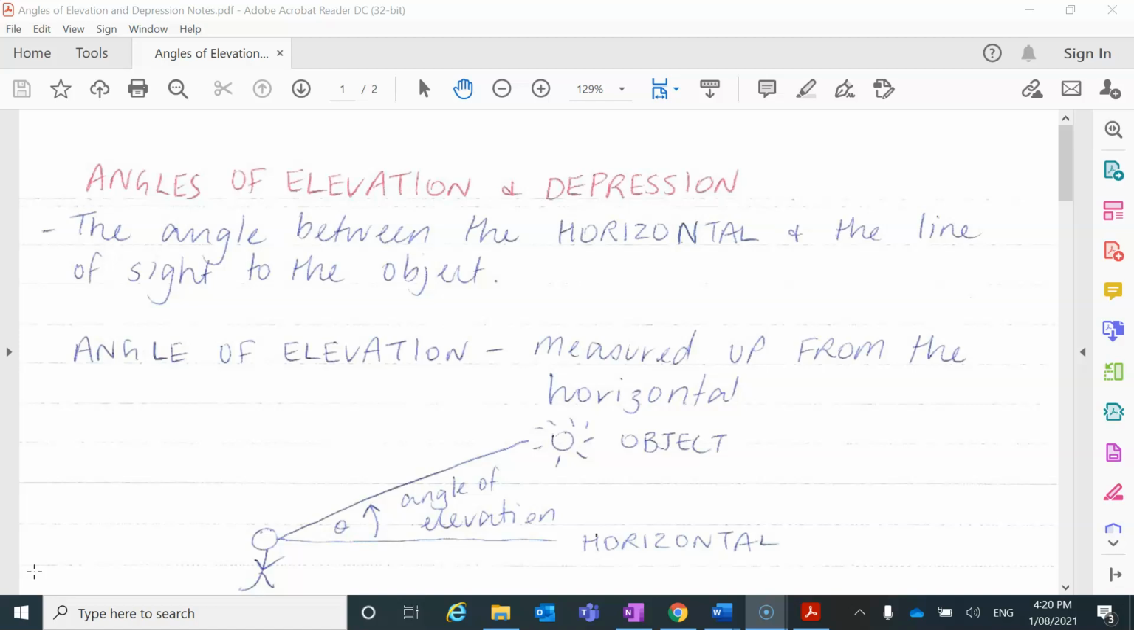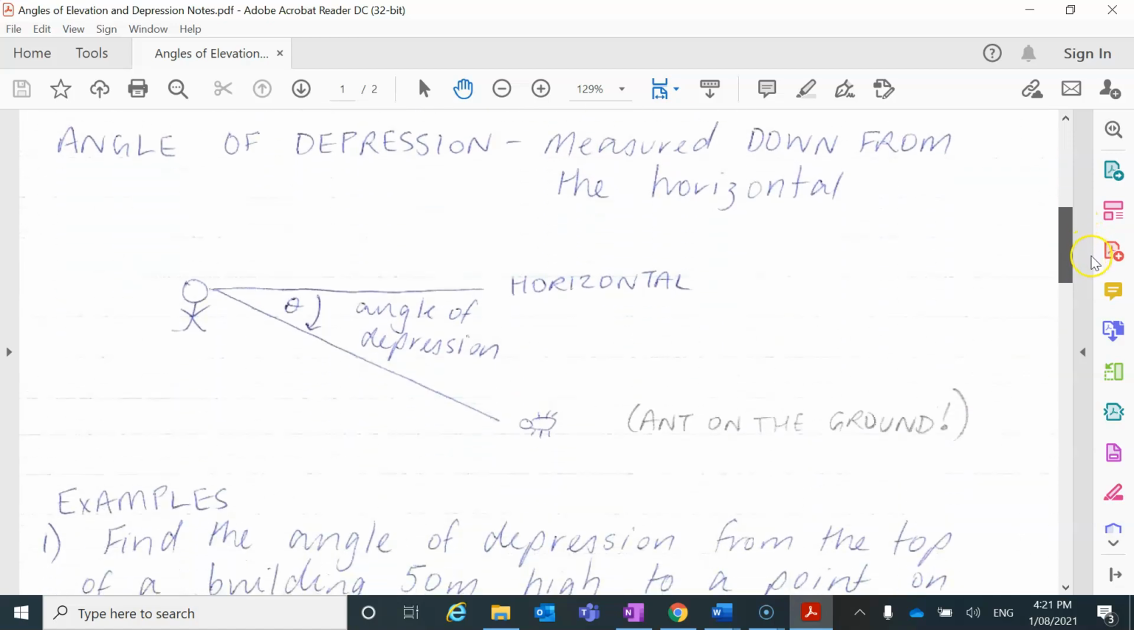You can see in that diagram, this is the horizontal. This is where the person would be looking if they look straight ahead, and then they have to look up in order to be able to see the sun in the sky. So the angle between the horizontal and where they have to look to see that object above them is our angle of elevation. An angle of depression is measured downwards from the horizontal.